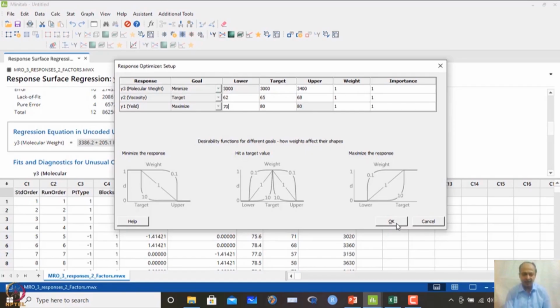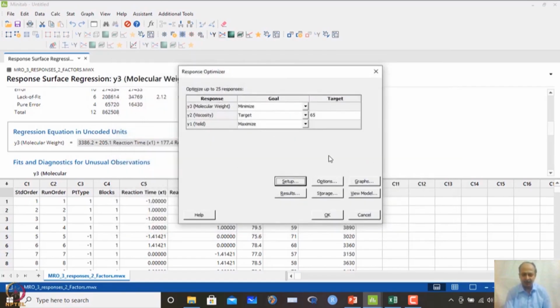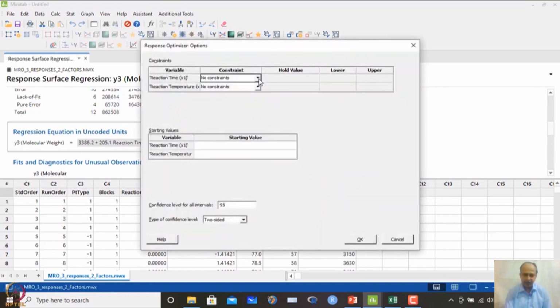So, in this case we click OK, and then in Options we can give restrictions, that is, constraints to the region. So, the region you have defined is minus 1.414 to plus 1.414, and similarly for the second one also we are giving a constraint to the region. So, maybe minus 1.414, and the next one is 1.414.